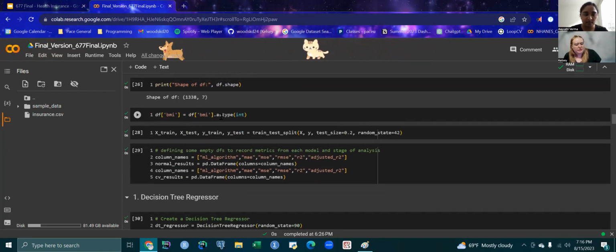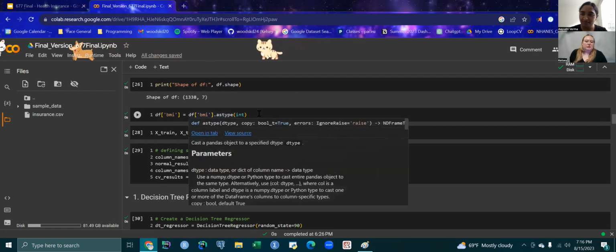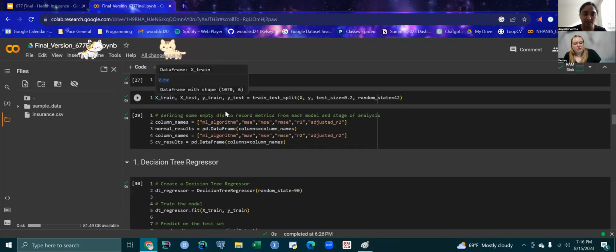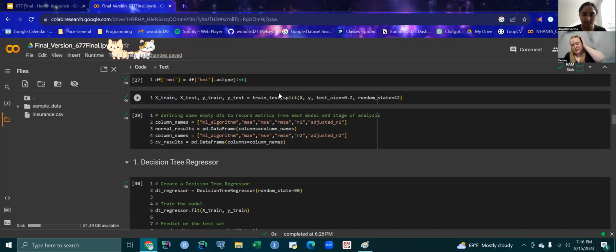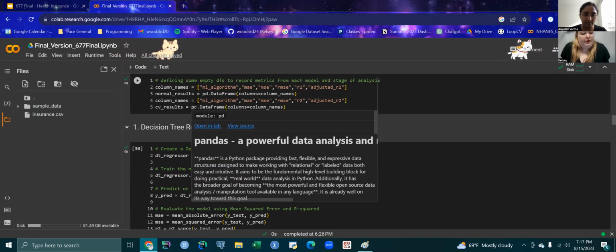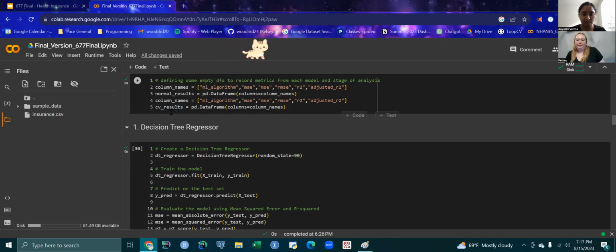We didn't coerce, but we forced the variable type BMI to be an integer as well, just for the train test split, because it was giving us some problems as its original type. We did a 0.2 versus 0.8 test size to train size with a random state of 42. And then defined some data frames to record metrics for each model and stage of analysis. These were basically the columns to write out for the normal results and then the cross-validation results.